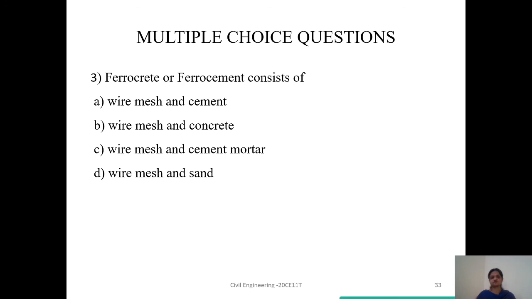Third question is, ferrocrete or ferrocement consists of wire mesh and cement, wire mesh and concrete, wire mesh and cement mortar, wire mesh and sand. Ferrocrete or ferrocement or ferroconcrete consists of wire mesh and cement mortar. Therefore, the answer is C, wire mesh and cement mortar.